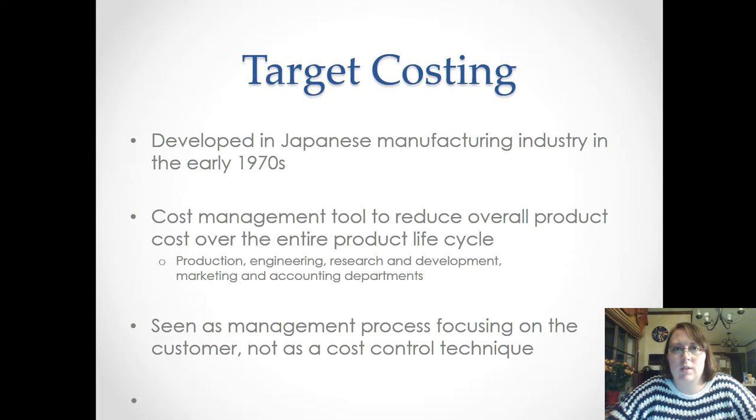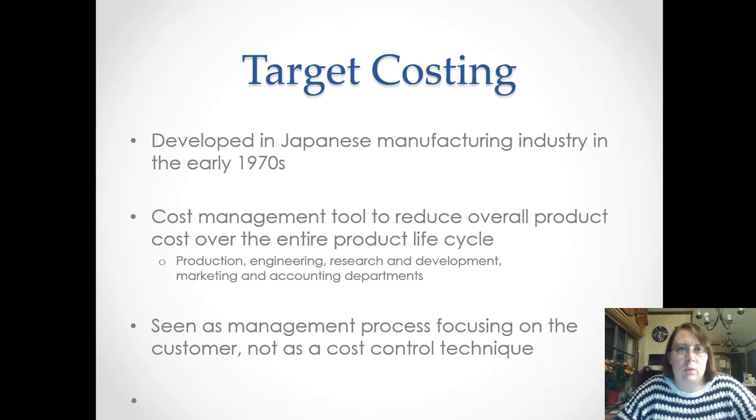It involves several different departments and disciplines within an organization, including production, engineering, research and development, marketing, and accounting, all working together. And it's seen as a management process focusing on the customer, not necessarily as a cost control technique, although you'll see in some service industries that it is used as such.